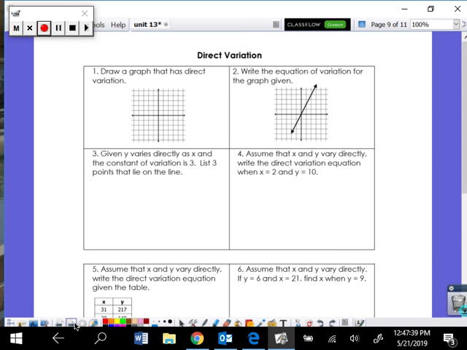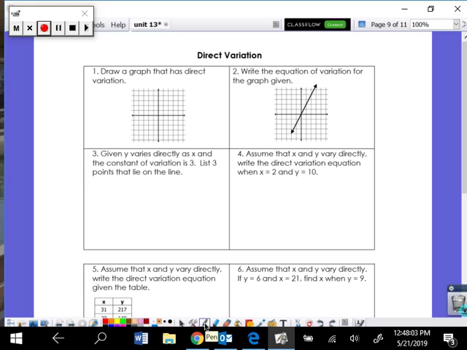So, word problems. We should have our second page. One side is inverse variation, the other side is direct variation. So, for direct variation, we'll go through these problems. Hopefully we recognize some of them or we're able to figure them out.